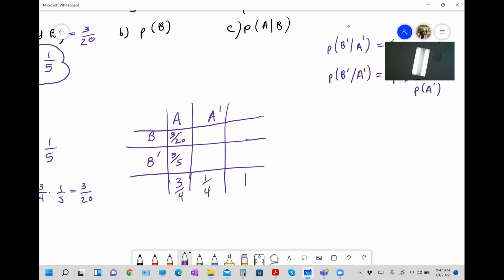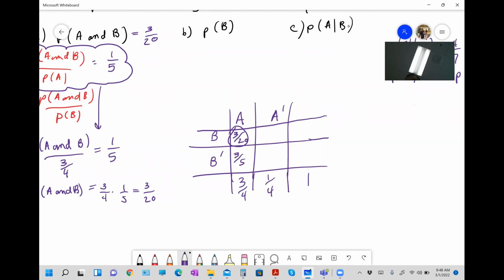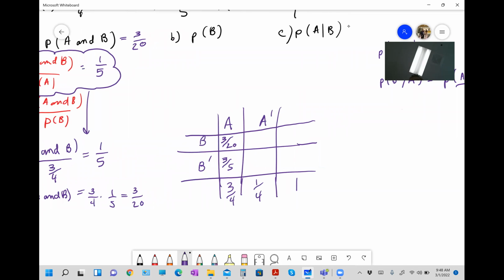All right, so A was 3/4. So this is how this came up. The probability of A and not A must equal 1. So this is 3/4 and not A must be 1/4. Now, you notice that right here I put in 3/20. That was our answer to part A, the probability of A and B. And as a consequence, I was able to figure out this because I know if I take 3/20 plus 3/5, I get 3/4. Does that make sense? Okay. Now we're here.